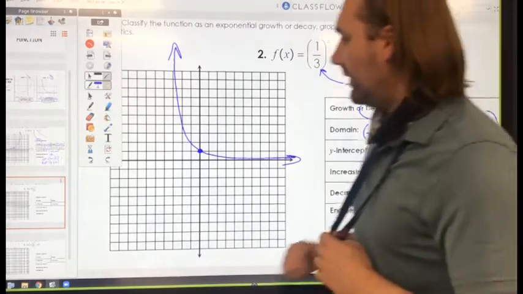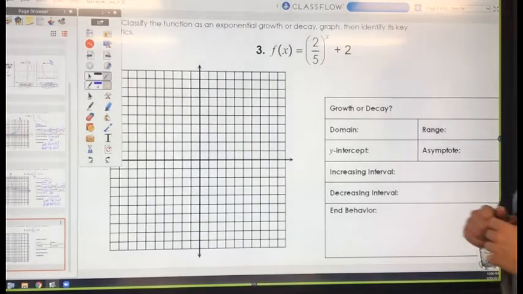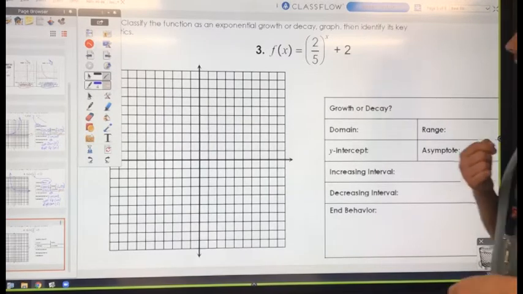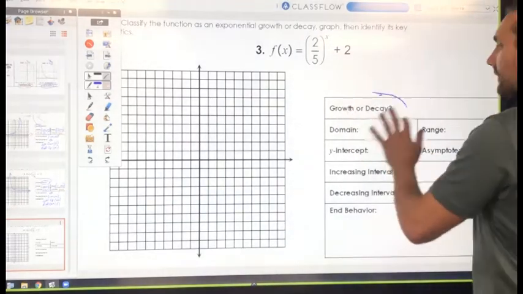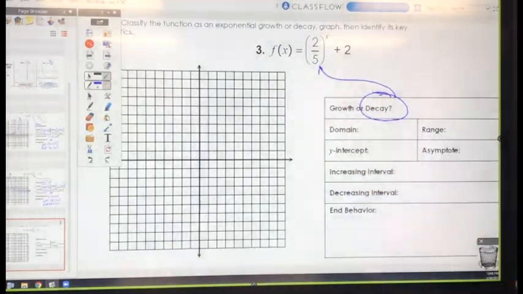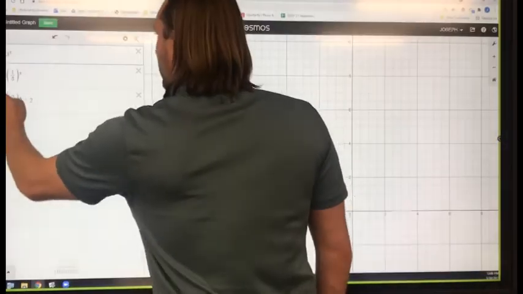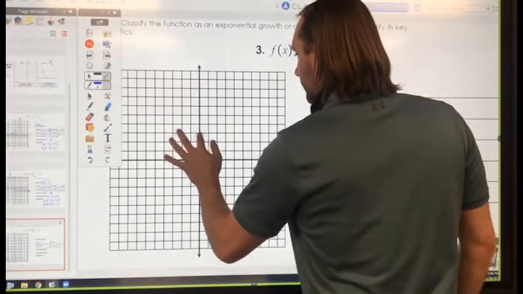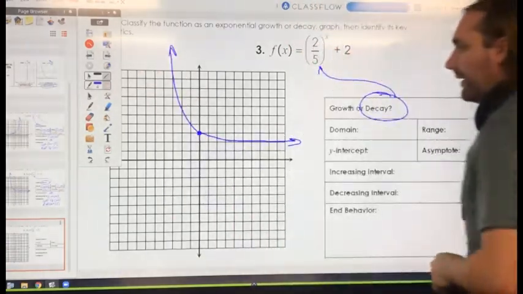Now, while I take attendance, you give this one a try. 2/5 to the x power plus 2. Is this a growth or a decay? It is a decay, noticing the fraction right there. Let me graph it here real quick. More or less like that.